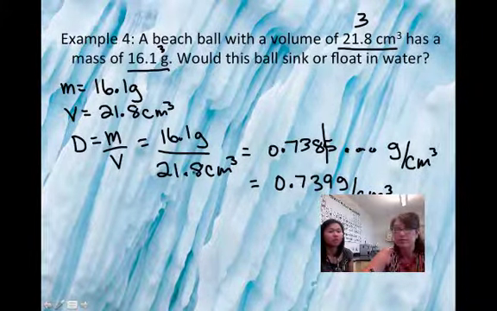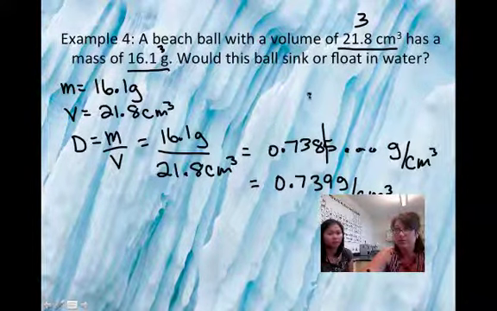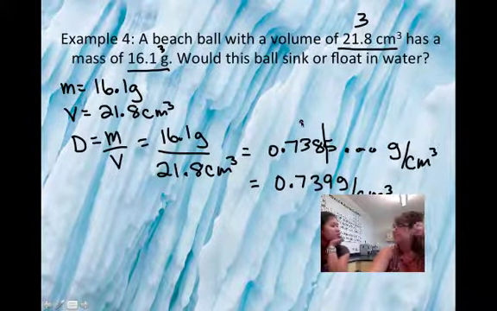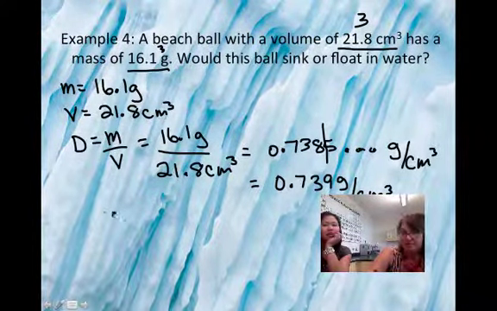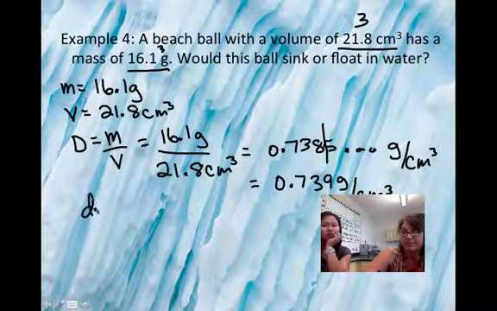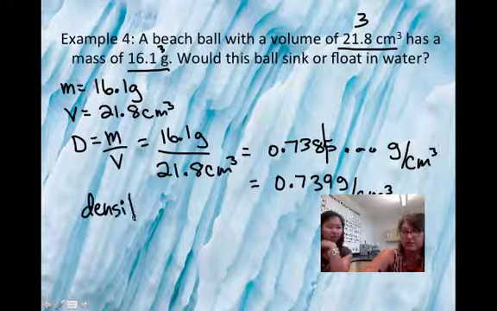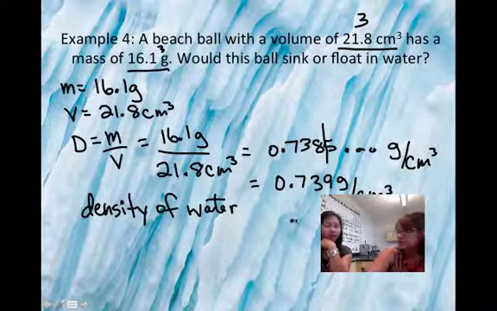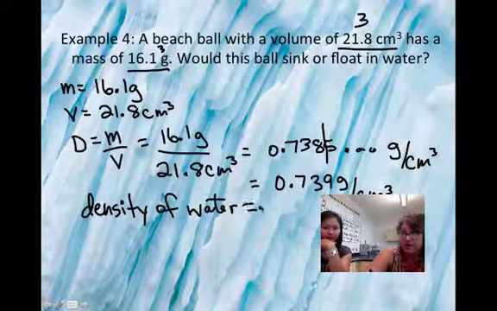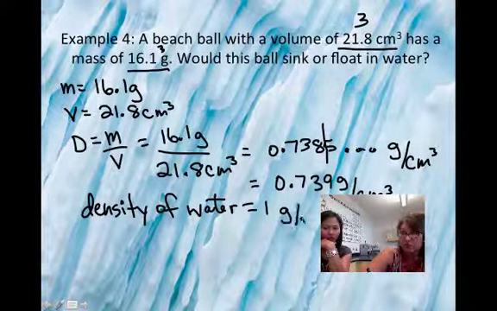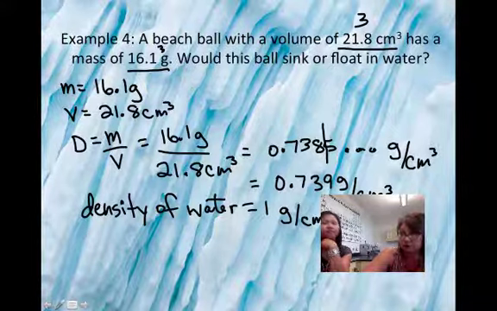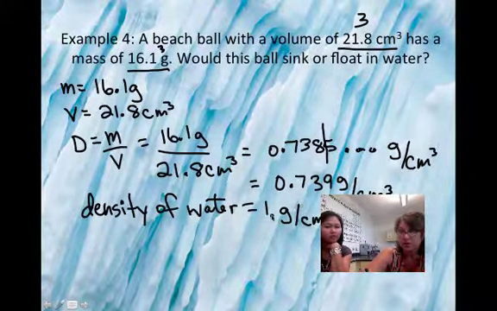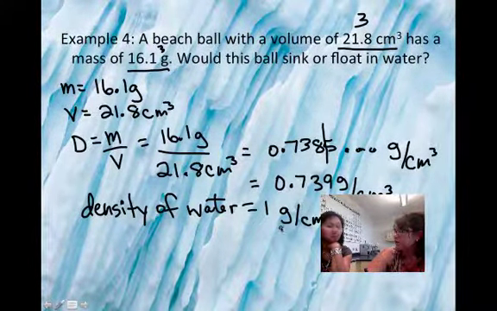Now, if we answered the question they asked: would this ball sink or float in water? How are we going to know if it sinks or floats in water? We need to know the density of water. Yep, we have to compare this to the density of water, liquid water. And that's always going to be equal to 1 gram per cubic centimeter or gram per milliliter. So that's pretty easy to use for comparison's sake.